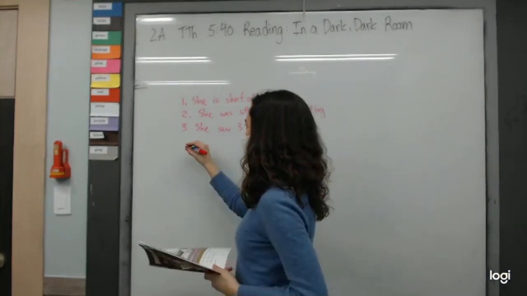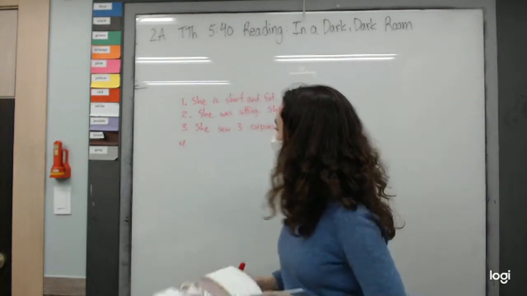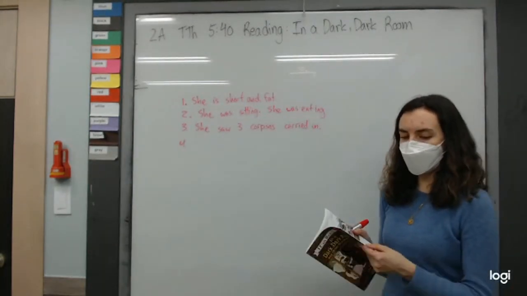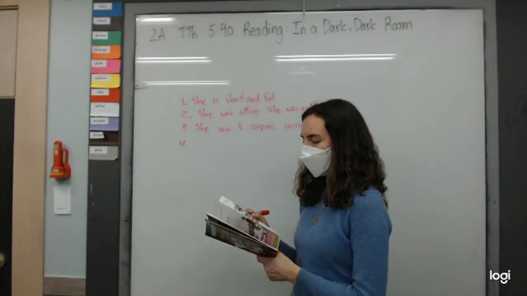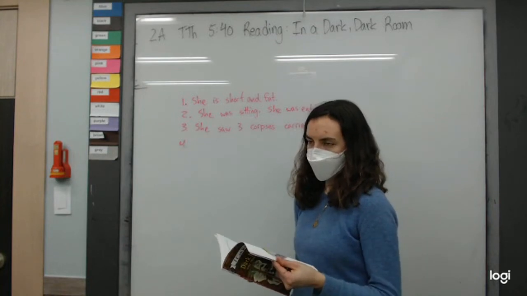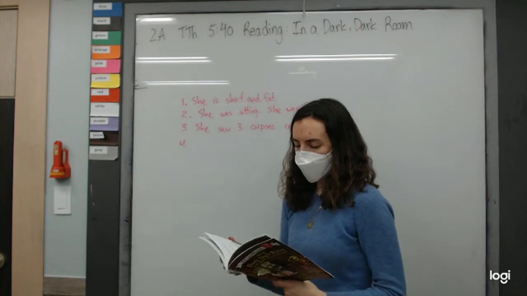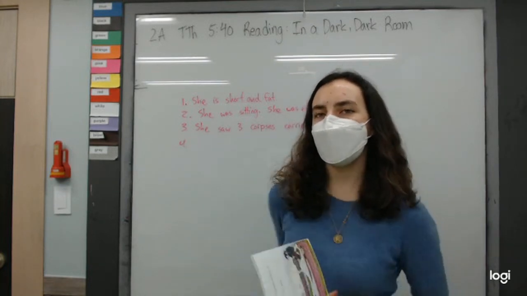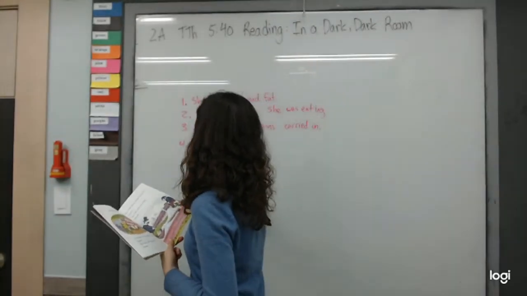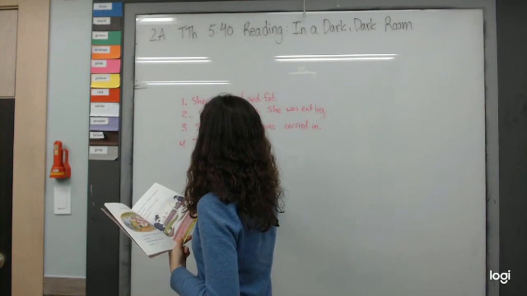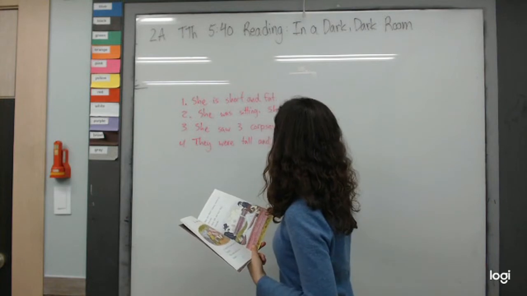On the next page of your reading workbook, we have question number 4. Oh, so describe the corpses. So what did the corpses look like? Were they pretty? Were they green? What did they look like? Yes, they were tall and thin.